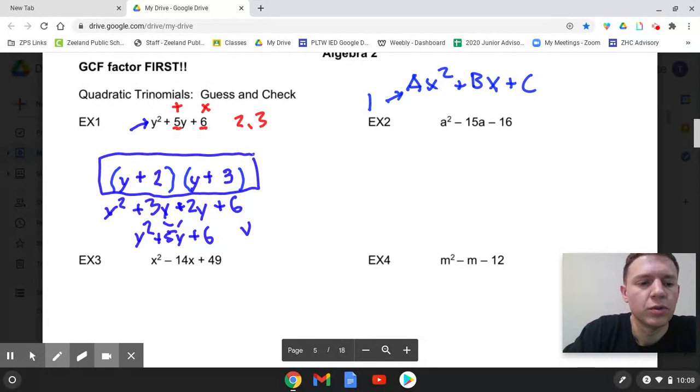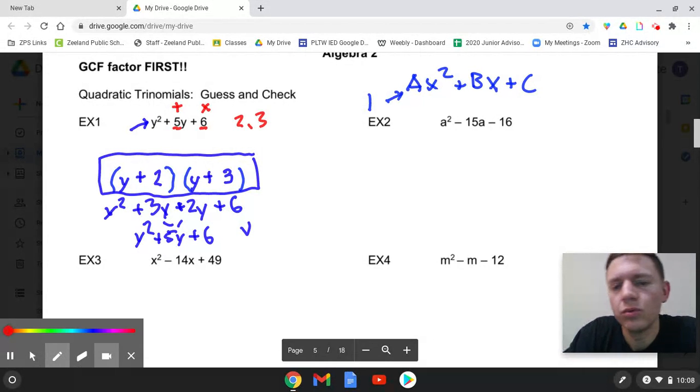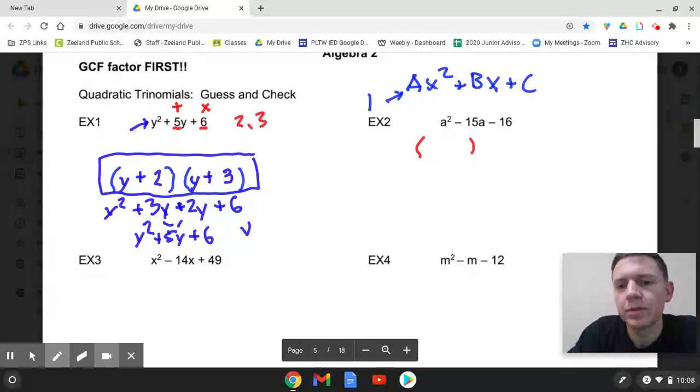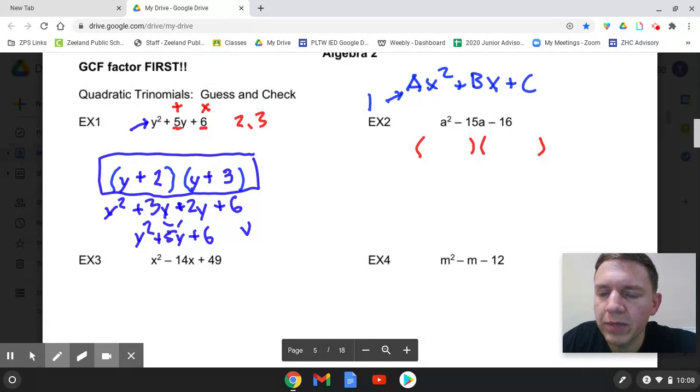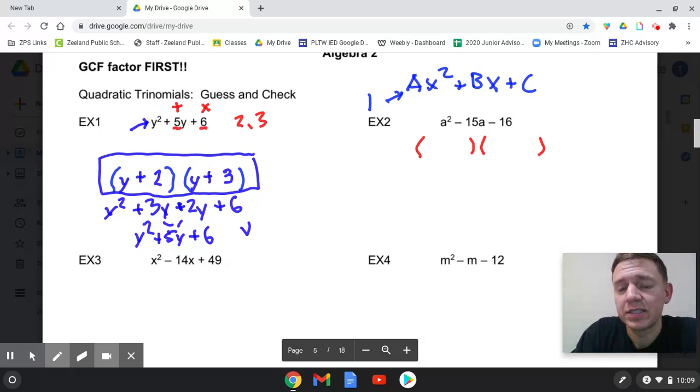I'm going to switch colors. a squared minus 15a minus 16. All right, I'll put my two binomials up. What two numbers multiply to be negative 16 but add to be negative 15? Two numbers that multiply to be negative 16 but add to be negative 15. Well, 16 and 1 seems like a good bet.